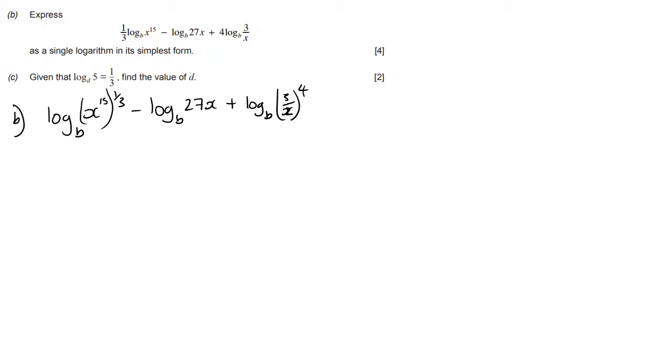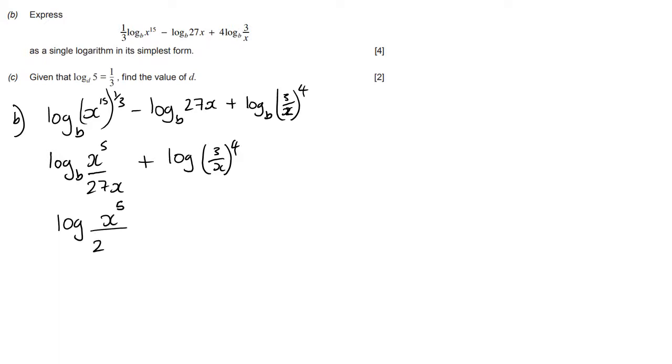You can simplify them out if you want to. At the moment, leave it because I want to show you why. I will do the first part, which is going to be log to the base b, and then obviously 1/3 of 15 is 5. Because it's a minus, this is going to be divided by 27x plus log 3 over x to the power of 4. And now because it's a plus, it's going to use the multiplication rule. So we have log x to the 5 over 27. Actually, I want 27 to be written slightly differently.